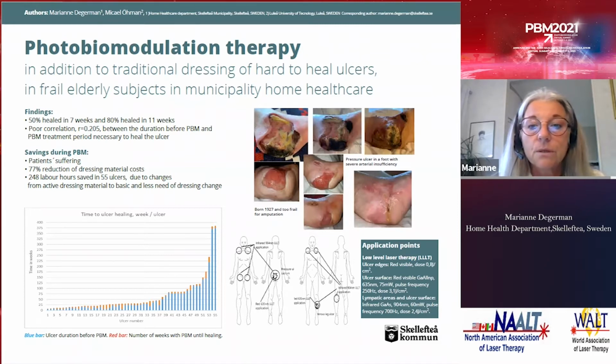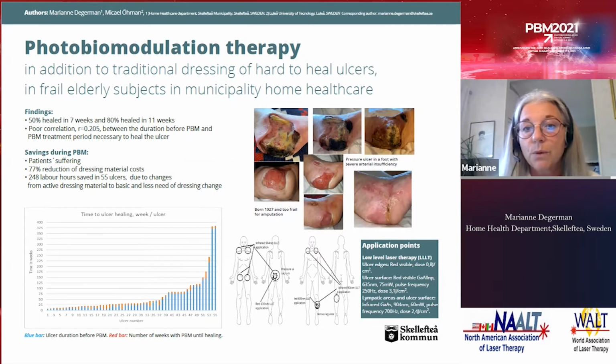We used red light on the ulcer edges and on the ulcer surface, and we used infrared light on the lymphatic areas and the ulcer surface, as you can see from the application points in the figure.